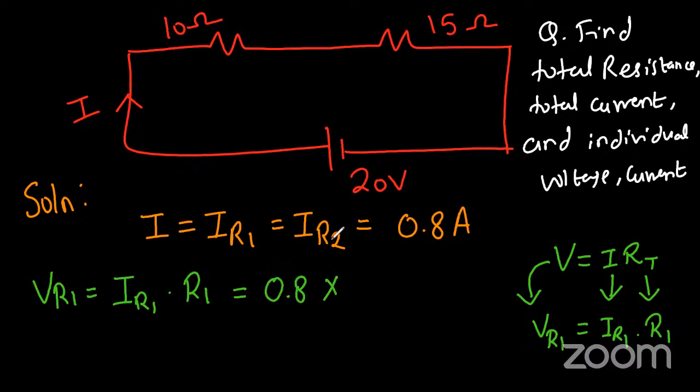And what is the value of R1? R1 is 10. So 0.8 into 10, how much will it come? Use the chat box and just give the answer. 0.8 into 10, so what is the answer?